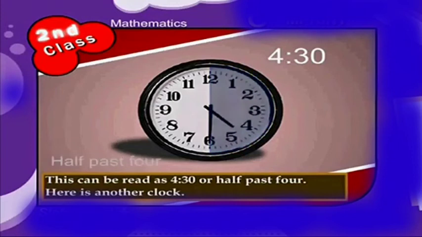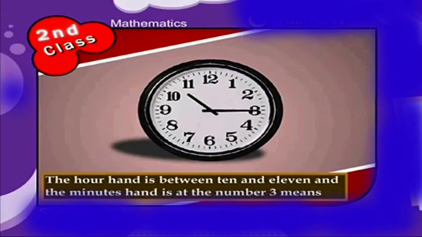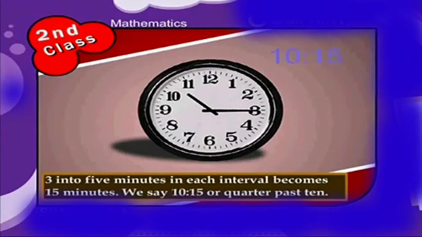Here is another clock. The hour hand is between 10 and 11 and the minute hand is at the number 3. It means 3 into 5 minutes in each interval becomes 15 minutes. We say 10:15 or quarter past 10.